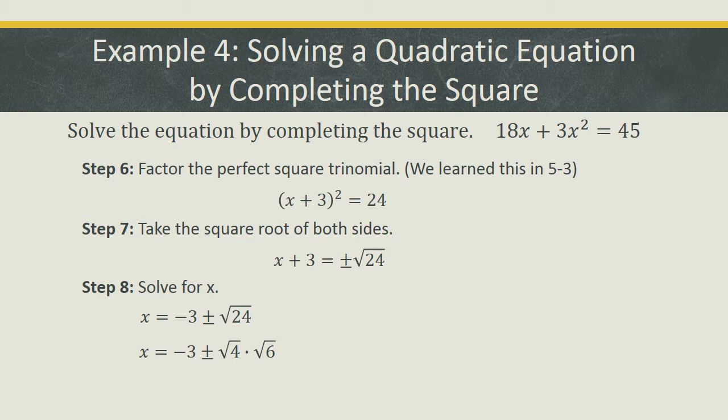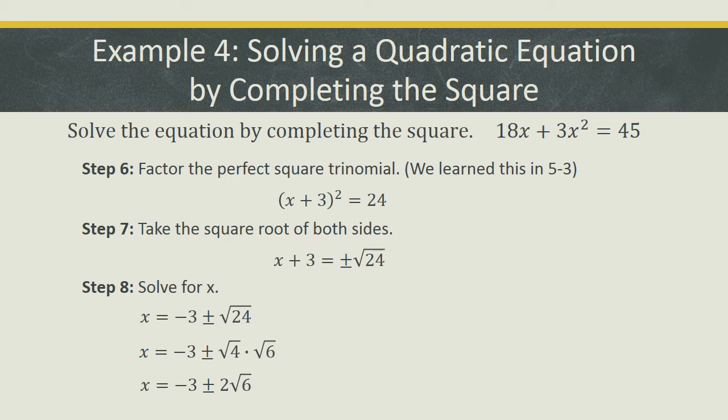Okay, I can break it down. The factors of 24 are 4 and 6. So I have my square root of 4 and my square root of 6. The square root of 4 is a perfect square, so I can simplify that one step further. So I have x equals negative 3 plus or minus 2 times the square root of 6.